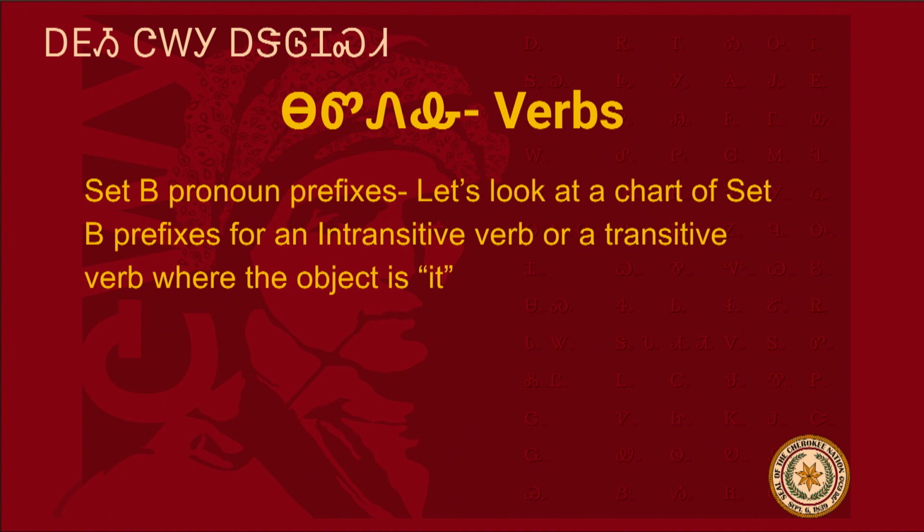Probably by now you have realized that Cherokee verbs have the pronoun already built into the verb. We already know who we're talking about because of the beginning prefix, meaning in the front, right? Because of the prefix in the verb, we know who they are talking about. So we're going to look at a chart of the set B prefixes for an intransitive verb or a transitive verb where the object is it, okay? So I know that doesn't really make a lot of sense. Don't worry about it. You don't need that part, okay?